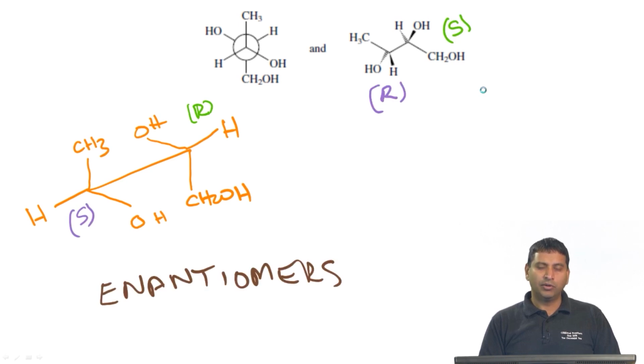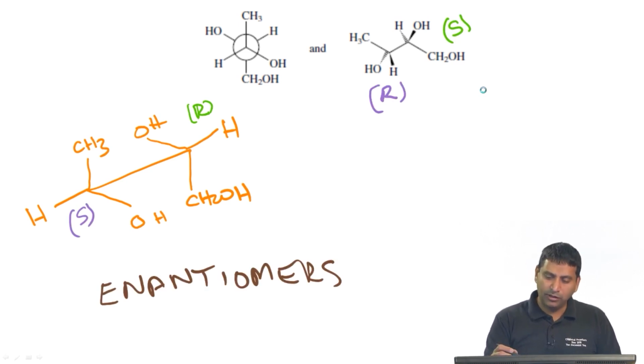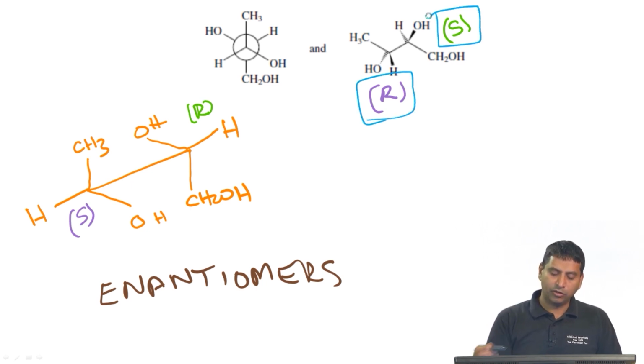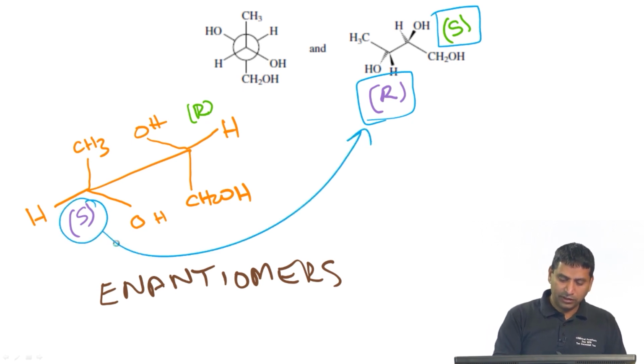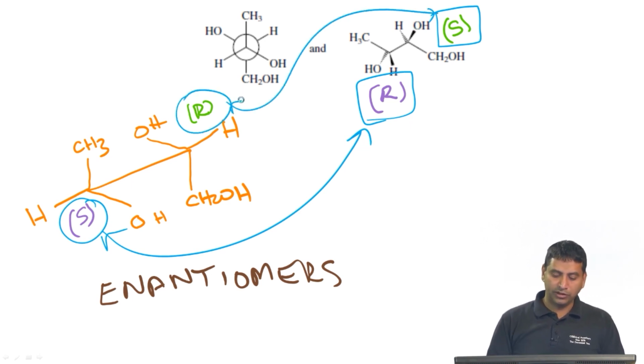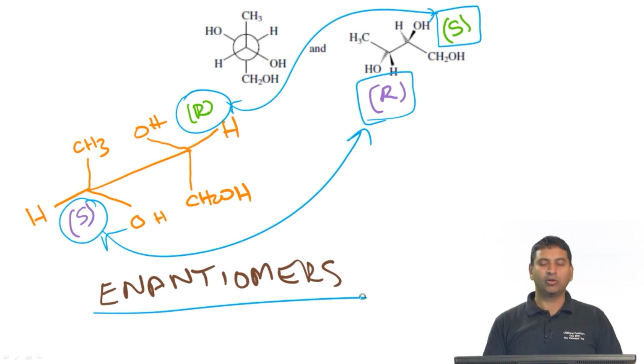Now, for the right hand side molecule, we can assign the stereochemistry for the front carbon, which turns out to be R, and the back carbon turns out to be S. So, what we are dealing with here is that this carbon is S, which is exactly the opposite, and this carbon is R, which is exactly the opposite, and so we are dealing with enantiomers.